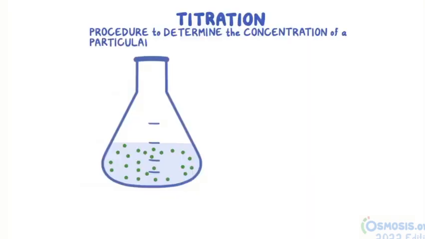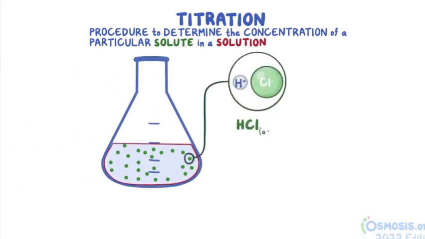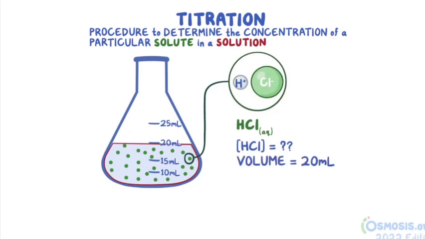A titration is a procedure used by chemists to determine the concentration of a particular solute in a solution. To understand how titrations work, let's do an example. Let's say we're given an aqueous solution of hydrochloric acid. We don't know the concentration of the solution, but we do know its volume, which is 20 milliliters.